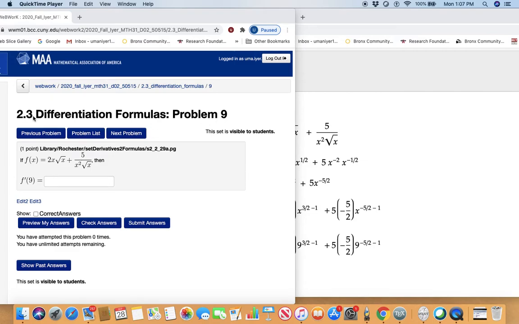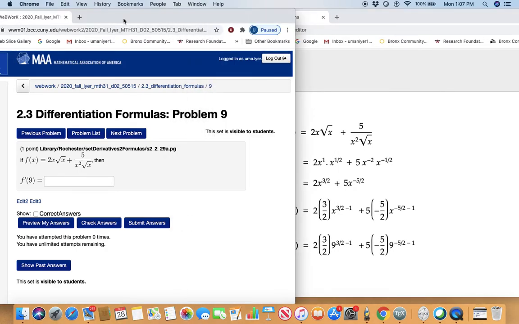Problem 9, section 2-3. f(x) equals 2x radical x plus 5 over x squared times square root x, that's in the denominator. Find the derivative at 9.